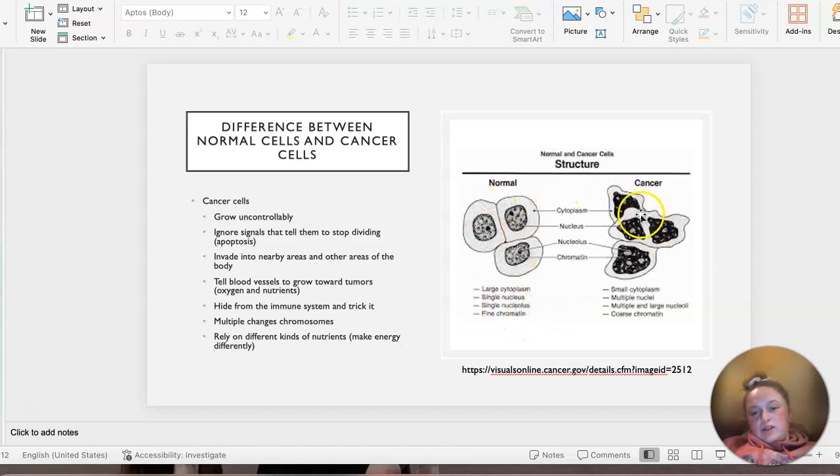So as you can see, there's a nice drawing here of a normal cell and a cancer cell. A normal cell has a large cytoplasm, which is the fluid outside the nucleus but still within the same cell. They usually have one nucleus, those big dots right there, and a single nucleolus, and then they have fine chromatin. And then we have the exact opposite, a complete 180. We have small cytoplasm, we have multiple and large nuclei, and we have coarse chromatin.